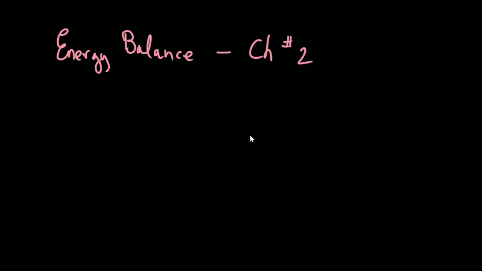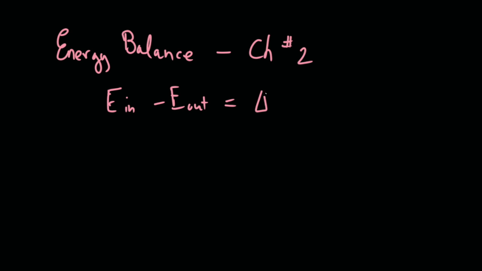Okay, we're going to continue our chapter 2 video here. Now we talk about energy balance. And what we have for energy balance is that total energy entering a system minus total energy leaving a system is equal to the change of energy of the system. So we can write that in terms of energy: energy in minus energy out is equal to the change of energy of the system.